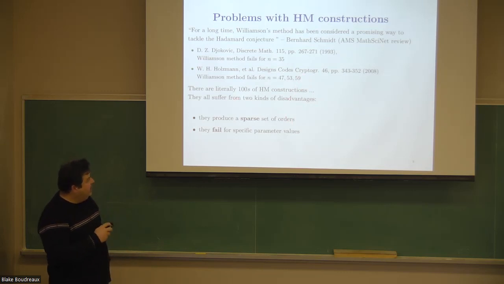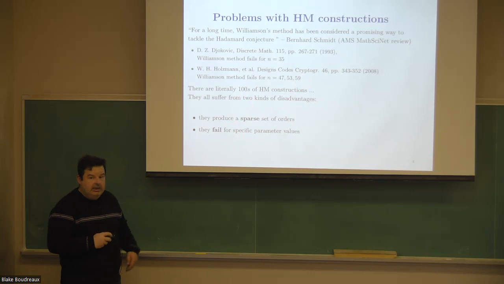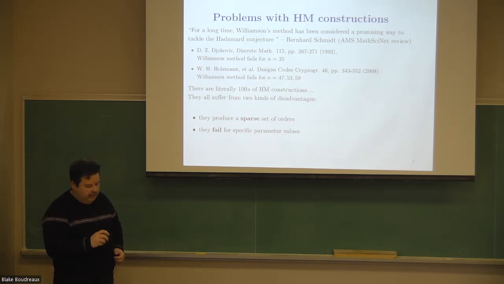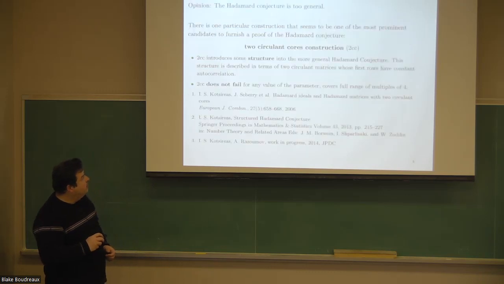So there are literally hundreds of constructions, and again, they have this problem. They either produce a sparse set of orders, like the twin primes, or they fail for specific parameter values. And you can't rely on these constructions. Even if you combine them together, it's not enough to prove the full strength of the Hadamard conjecture.